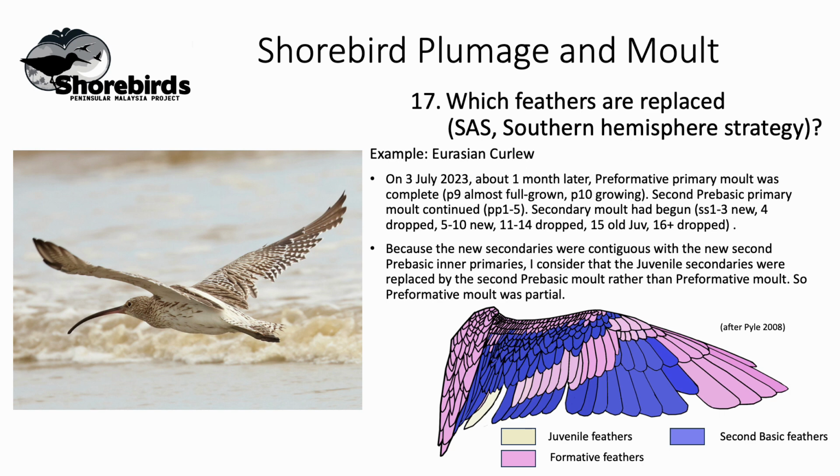Because the new secondaries were contiguous with the new second pre-basic inner primaries, I considered that the juvenile secondaries were replaced by the second pre-basic molt rather than by preformative molt. So preformative molt did not include the secondaries on this particular bird.